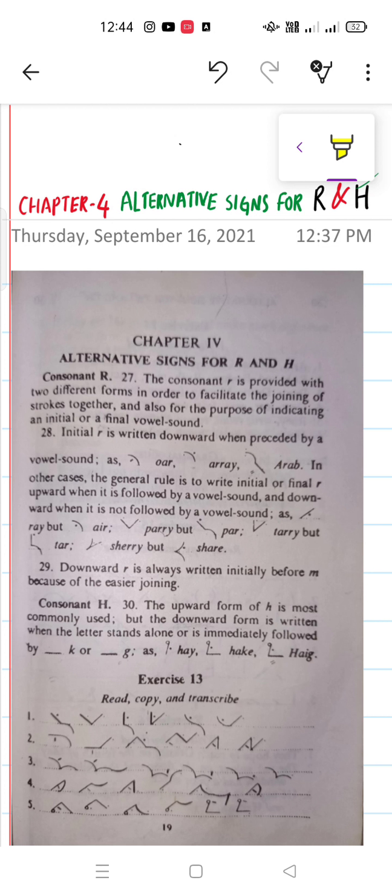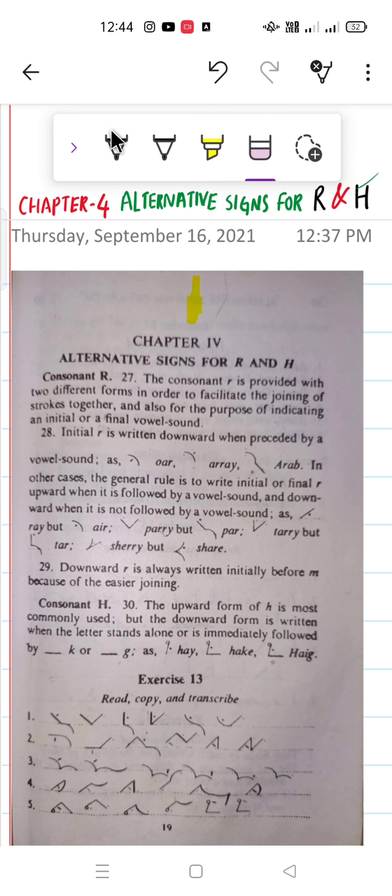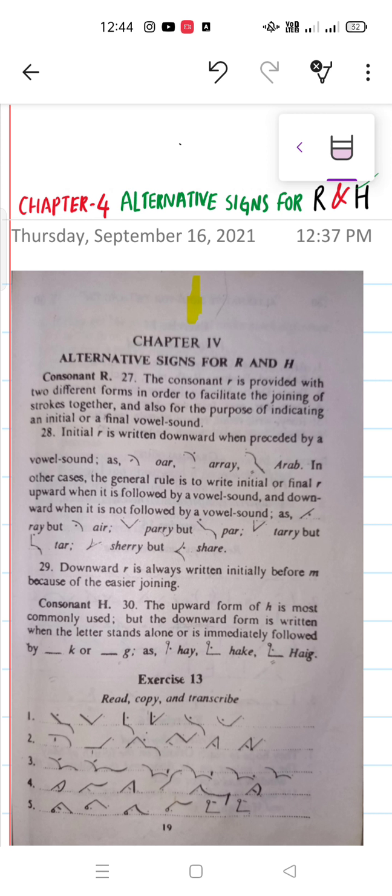It is alternative signs for R and H. As you all know, while practicing consonants, you might have got a doubt: why do we have two categories in R as well as two categories in H, that is downward R and downward H? So why do we have these two forms in R as well as H? Let us clear those doubts in this video. Please watch.